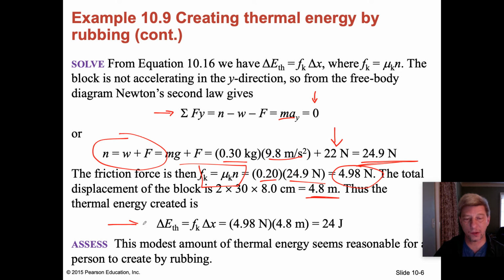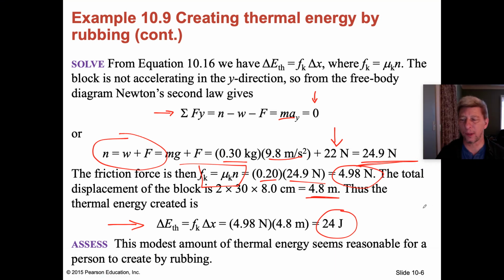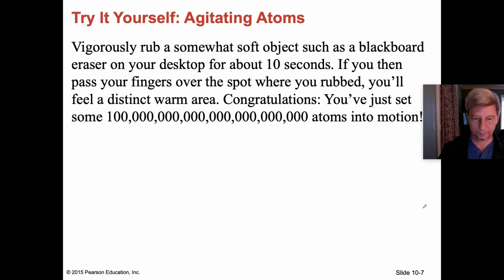Finally, I go down to my thermal energy formula, force of kinetic friction times displacement. So 4.98 newtons times 4.8 meters, and that gives me a thermal energy, an amount of heat, of 24.0 joules. Well, 24 joules, close enough. All right. And this seems like a reasonable amount of heat created by rubbing one surface on the other.